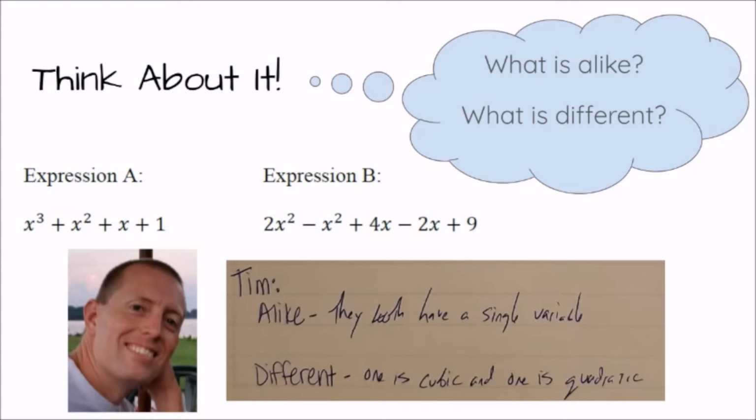Hi, Tim. What did you notice? I noticed that they are similar because they both have a single variable, and I noticed that they are different because one is cubic and one is quadratic. So which expression is cubic and which expression is quadratic? Expression A is cubic and expression B is quadratic. How do you know? I know that because expression A has the highest exponent of 3 and expression B has the highest exponent of 2. Thanks, Tim.